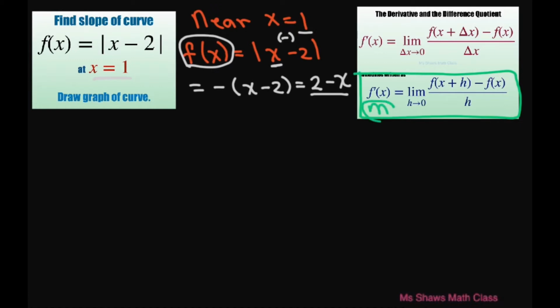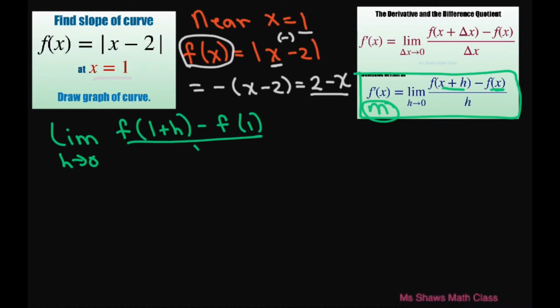This is going to give you your slope. We're going to write the limit. I'm going to rewrite it here: the limit as h approaches 0 of f of x plus h. So our x is 1, so you can put 1 plus h, minus f of x, so you put 1, all divided by h.